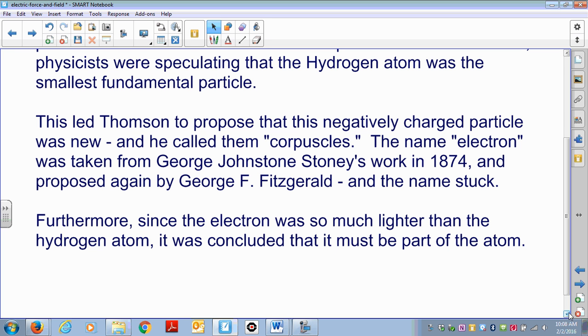The name electron was taken from George John Stoney's work in 1874 and proposed again by George F. Fitzgerald, and the name stuck. Furthermore, since the electron was so much lighter than the hydrogen atom, it was concluded that it must be part of the atom.